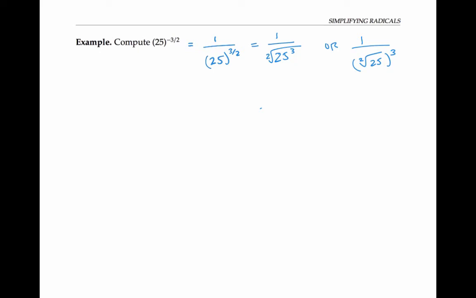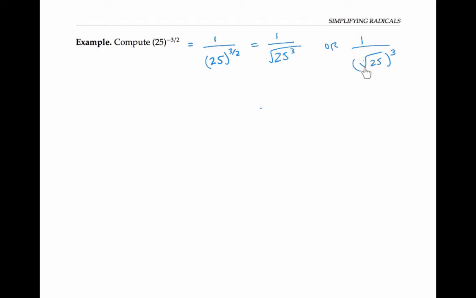I wrote the 2's there for the square root for emphasis, but most of the time people will omit this and just write the square root without a little number there. Now I could use either of these two equivalent expressions to continue, but I'd rather use this one because it's easier to compute without a calculator.